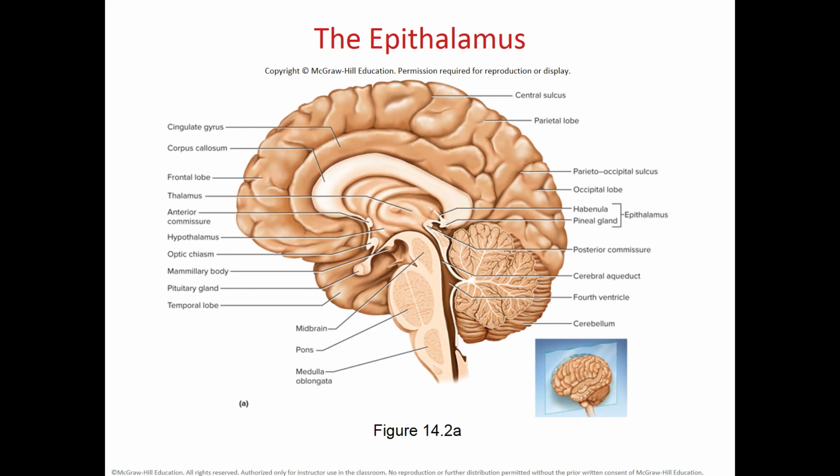So this is the location of the epithalamus. So here's the habenula, and here it is the pineal gland.